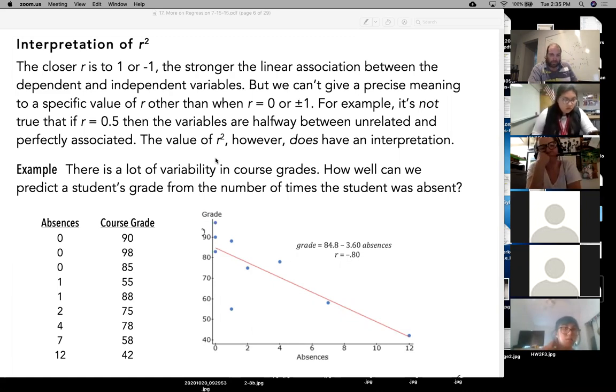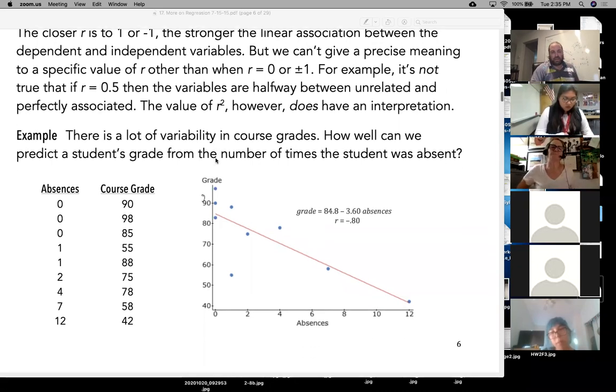Now, if R is not 1 or -1, then let's say I get R is 0.32. What does that mean? R is 0.32 or R is 0.68 or negative 0.57 or whatever the case may be. What do those numbers mean? So the answer is it means nothing. It's R squared that has meaning.